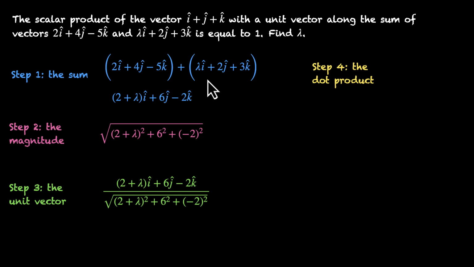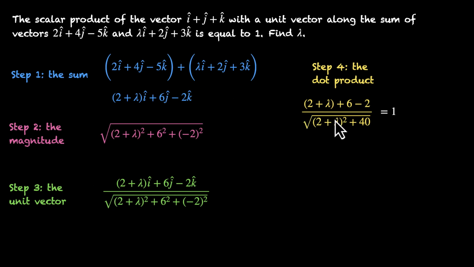And how do we do it? Again, let's look at the components. 1 times (2 plus lambda) divided by all of this, plus 1 times 6 divided by all of this, plus 1 times minus 2 divided by all of this. So that's going to be (2 plus lambda plus 6 minus 2) divided by all of this, if we take this as the LCM. So basically we are multiplying 2 plus lambda with 1, 6 with 1 and minus 2 with 1. So this is the dot product. That's equal to 1. Now we have an equation in lambda. We're done with all the vector stuff.